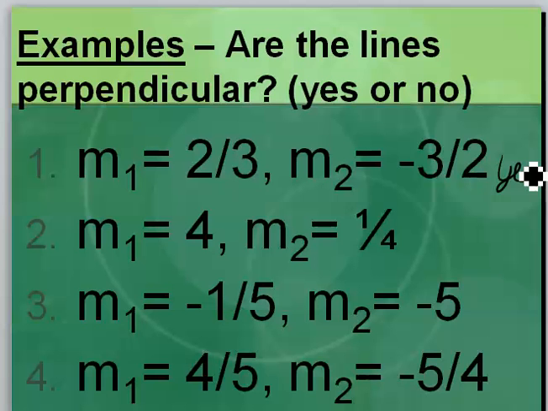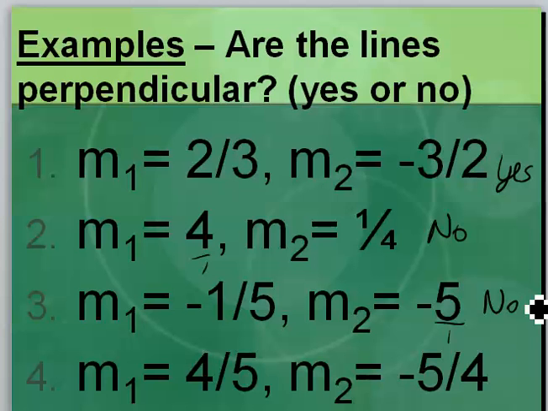For number 2, slope 1 is 4. Slope 2 is 1/4. Even though those are reciprocals, they're both positive. They're not opposites, so our answer is no. Number 3, the first slope is negative 1/5. The second one is negative 5, which is negative 5 over 1. Again, even though those are reciprocals, our signs are the same. They're both negative, so this one is also no.